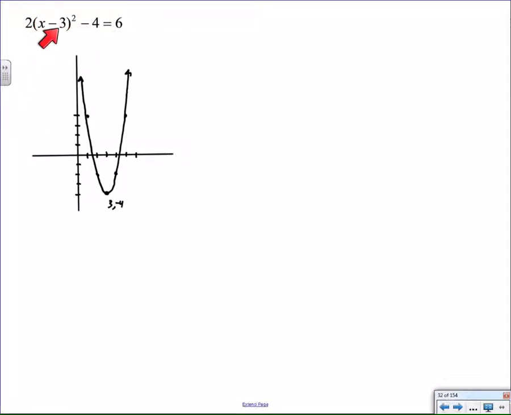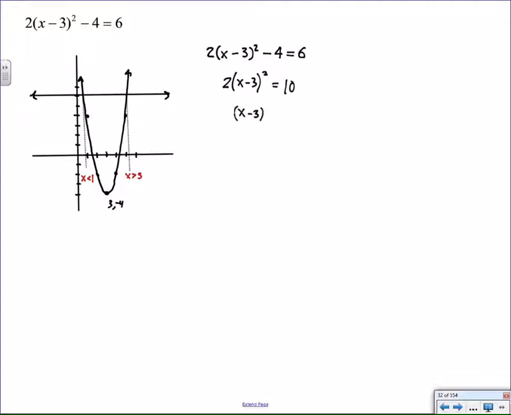That's why we call it vertex form, right? 3, down 4, and then there's going to be a vertical stretch of that parabola from that new spot: over 1, up 2, over 2, up 8, because of that doubling effect. And on the right hand side I have y equals 6, which is just a horizontal line. So it's a quick little review on graphing. Now for the equation solving.